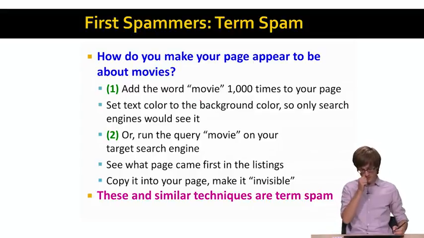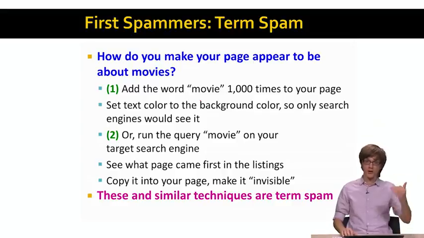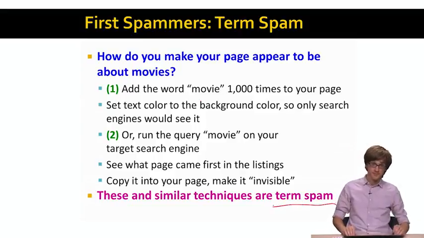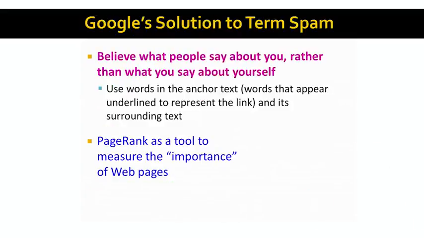And now, of course, when somebody runs a query on movies, this web page would appear to be all about movies, and the person would get it ranked higher. So this and similar techniques are called term spam. Let's look at how Google came up with a solution to combat term spam.